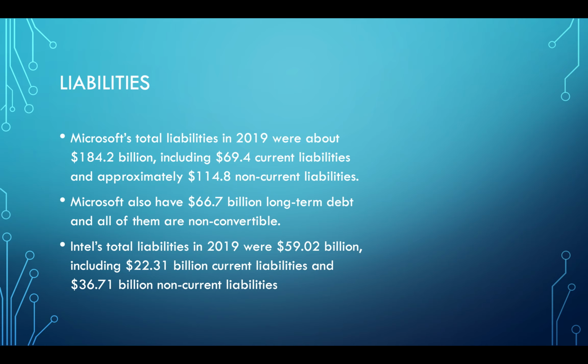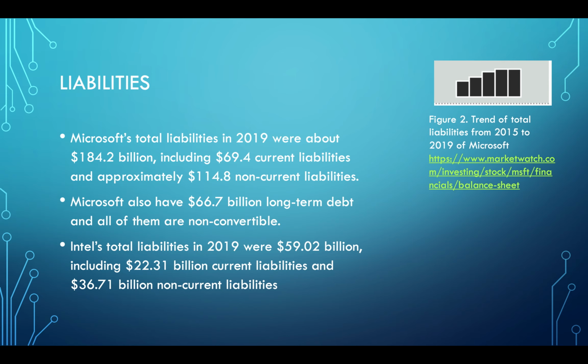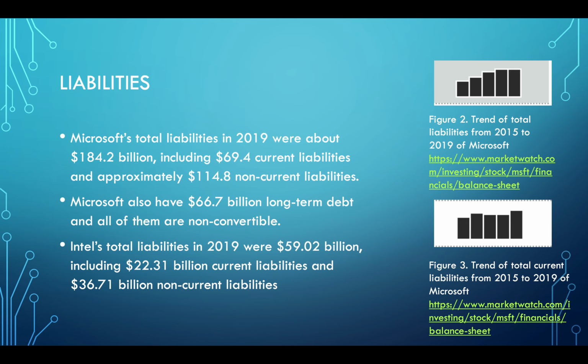For Intel, in 2019, it has $59.02 billion total liabilities, including $22.31 billion current liabilities and $36.71 billion non-current liabilities. And we have two figures. This shows the trend of total liabilities and total current liabilities from 2015 to 2019. We can see that they have a slight difference.